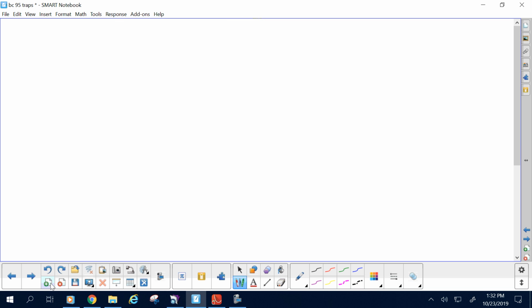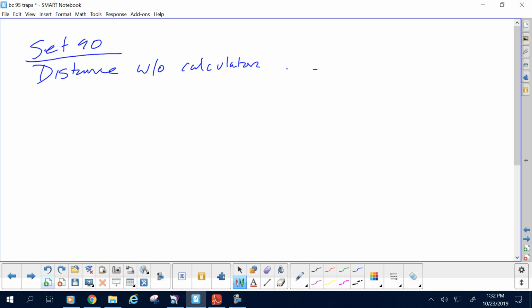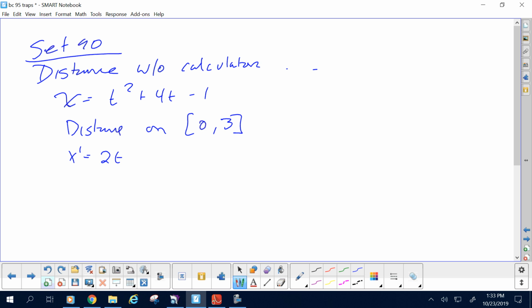All right. Set 90. Set 90 is distance. It's actually just motion in general, but particular emphasis on distance without a calculator. Okay. So if I give you position, t squared plus 4t minus 1, and I say find the distance traveled on 0 to, let's go, yeah, that's fine, 0 to 3, would you be good there? What would you do? Take the derivative. Okay, so 2t plus 4, great. Oh, can I make this minus 4 so it's more interesting?